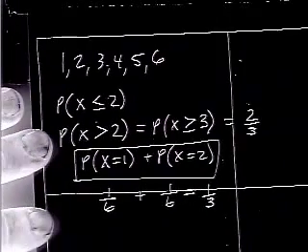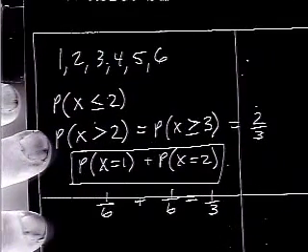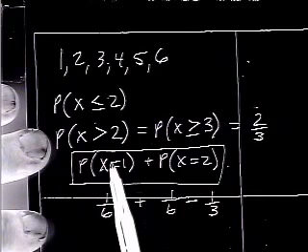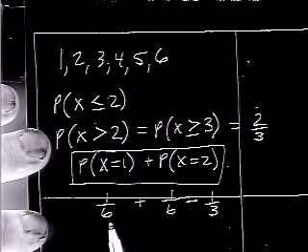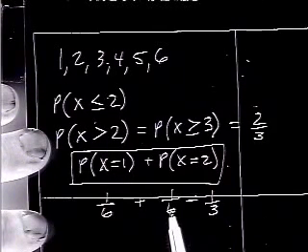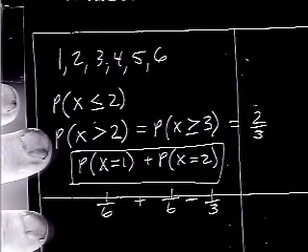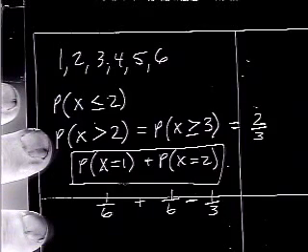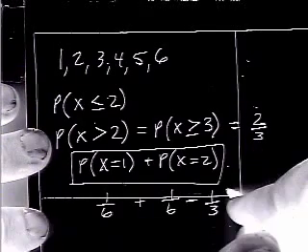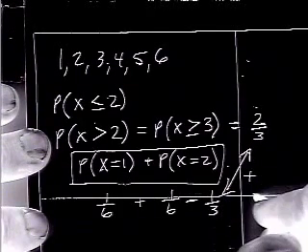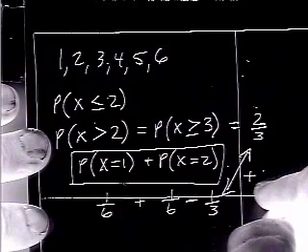Whoa, I can't see any of that on the screen. How useful is that? Sorry. So the probability that x equals 1 is 1/6, x equals 2 is 1/6. Their sum is 1/3. Therefore, the complement would have to be 2/3, because these two have to add up to the number 1.